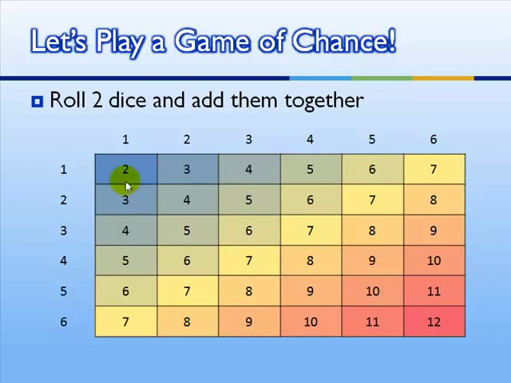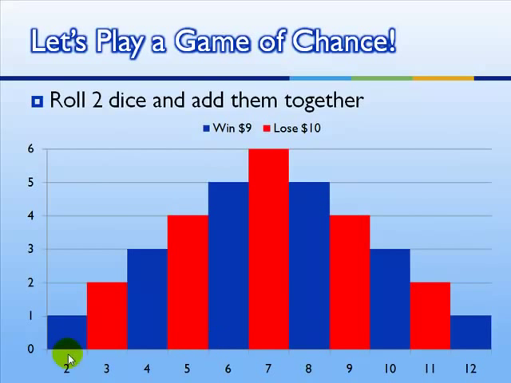Let's take all these possibilities and plot them in a frequency distribution table, or histogram. This means that there's only one way to get a 2, and if we get a 2, you'll win $9. There are 2 ways to get a 3, and if you get a 3, you'll lose $10. There are 3 ways to roll a 4, and if you do, you win 9, and so forth. Just by looking at this, it's hard to tell exactly if this is a good game or a bad game. So let's make things a bit more precise.